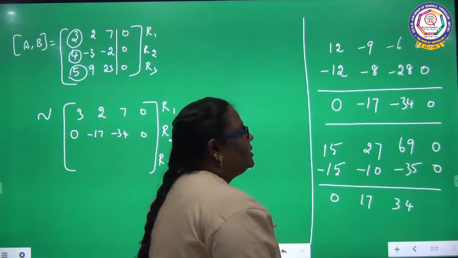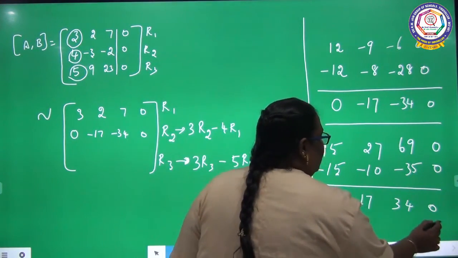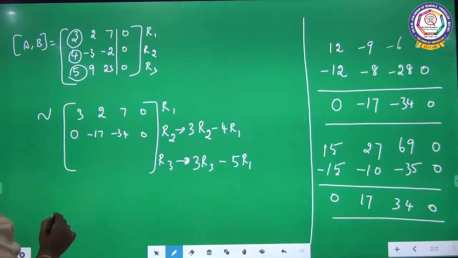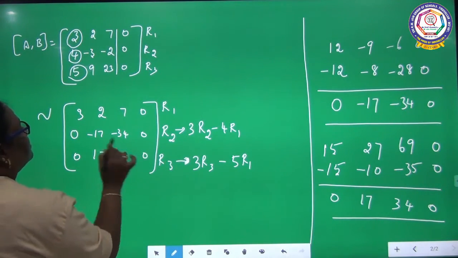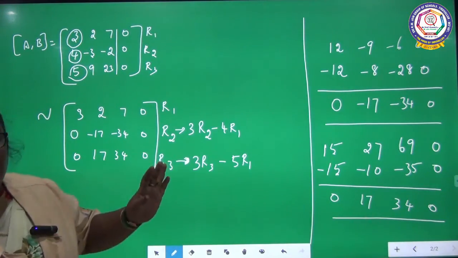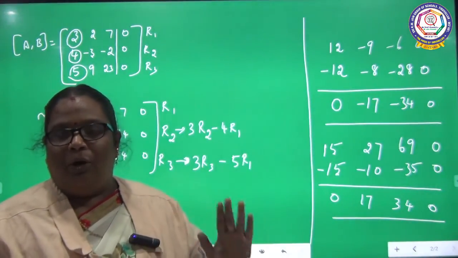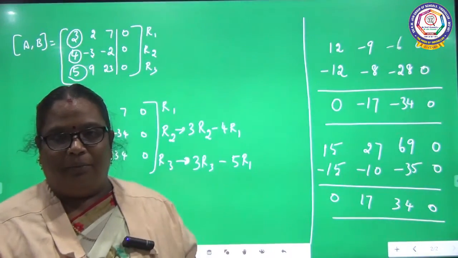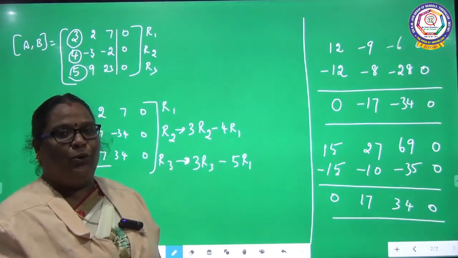69 minus 35 is 34. 0. Good. See here: 0, 17, 34, 0. Okay, then we will bring it into the echelon form. Row echelon form. What is row echelon form? The upper triangular matrix becomes 0.